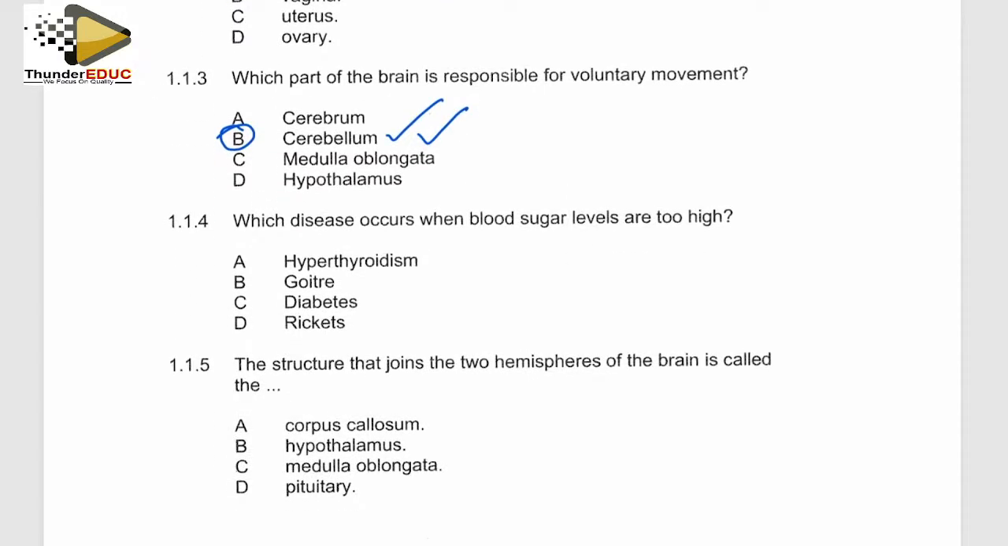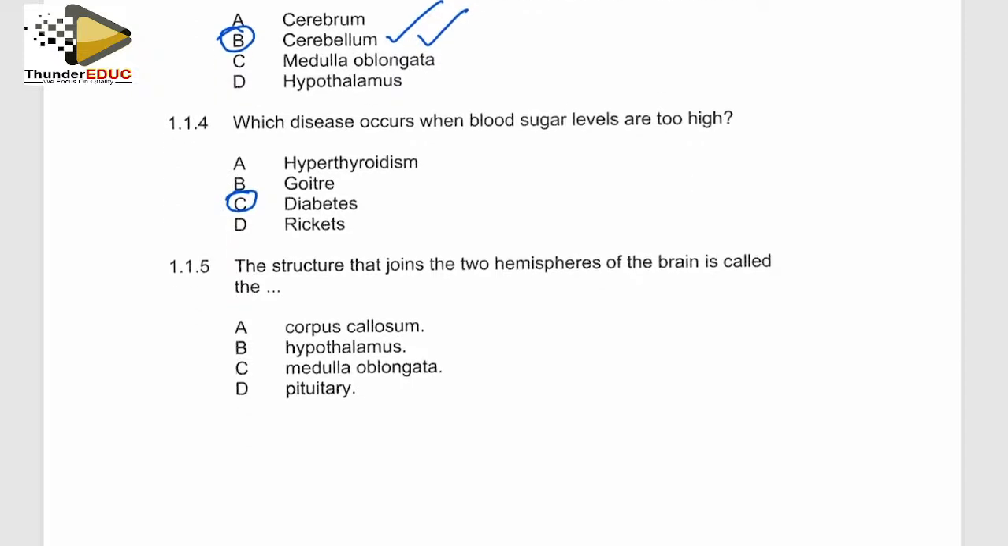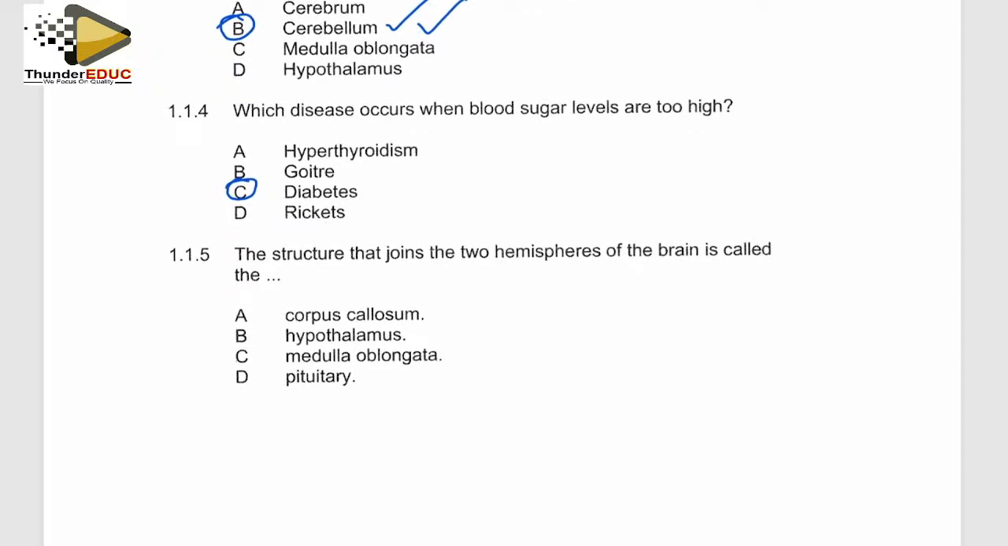Which disease occurs when the blood sugar levels are high? When blood sugar level is high, we call it hyperglycemia, but based on our level we don't have it. Here it is diabetes. Remember, diabetes can be sugar too high or sugar too low, so it's still diabetes, and we can say diabetes.